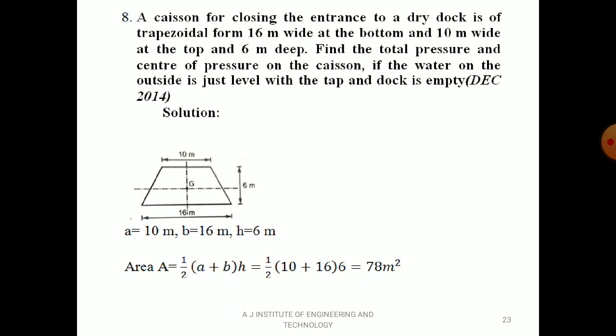The area equal to 1 by 2 into A plus B into H. You have to remember this correlation from the tabular column. So area equal to 1 by 2 into A plus B into H. So that is equal to 1 by 2 into 10 plus 16 into 6, equal to 78 meters square.